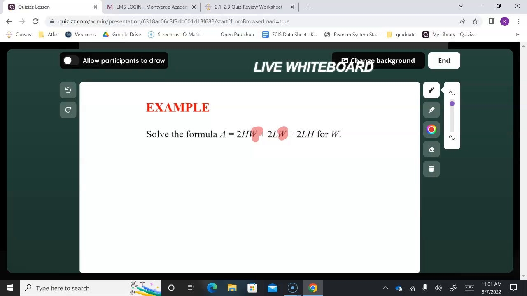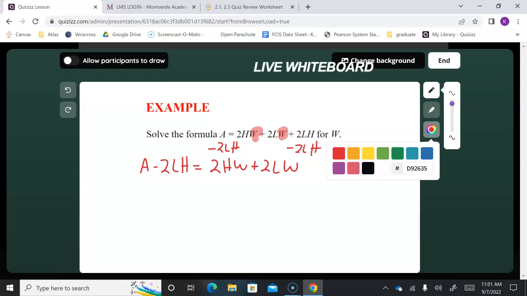First thing, let's get that moved away, because that doesn't have a W in it. So I don't need to do anything special with it. So how do I move 2LH from one side to the other? Subtract it. A minus 2LH equals 2. It's a wonderful sound, right?